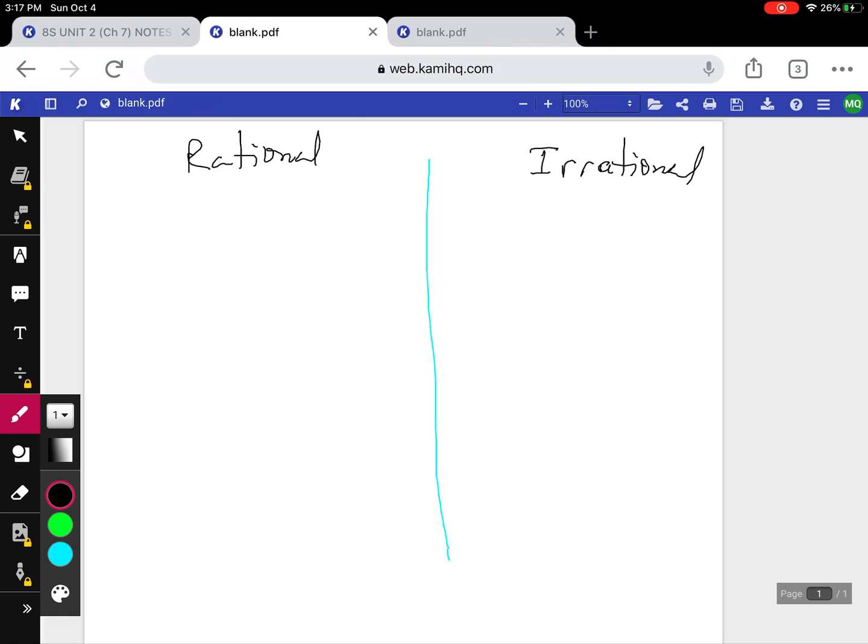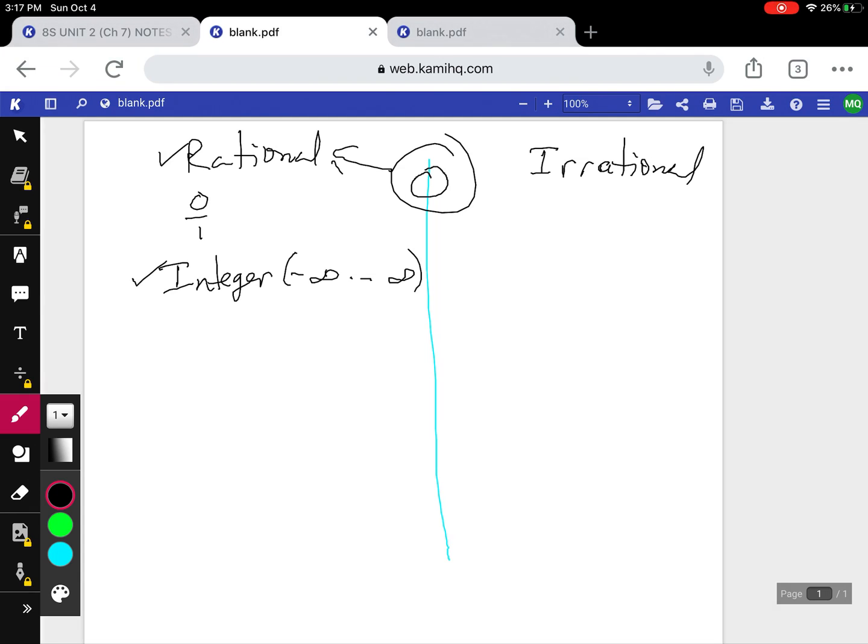Okay, so let's just pick any number. Let's pick the number 0. Well, I am in the rational category because I can be written as 0 over 1. So I'm rational. Then I go down to my next level. Am I an integer? Well, we know that integers are from negative infinity all the way up to infinity, so that includes 0. So yes, I am an integer. Next I have whole numbers. Am I a whole number? Well, that's 0 on up to infinity. So yes, I'm a whole number.